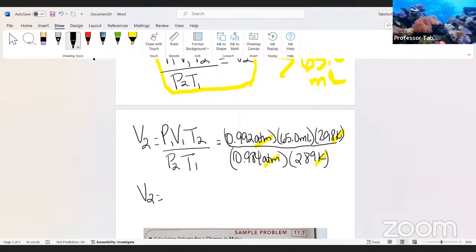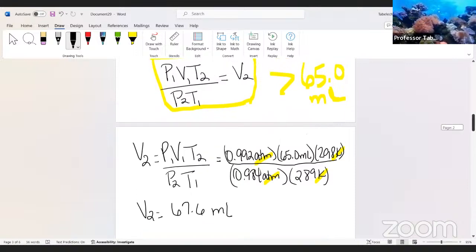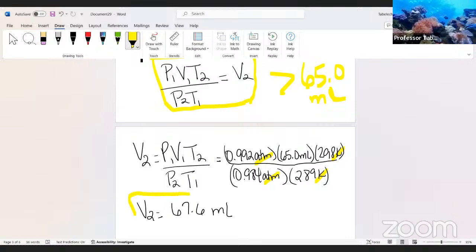And I get 67.56, but because we need 3 significant digits, our answer will become 67.6 milliliters. Isn't that greater than 65? I mean, it's a little bit greater, but the answer is more than 65 as we predicted that the answer would become. So in this particular case, this is our final answer, 67.6 milliliters.